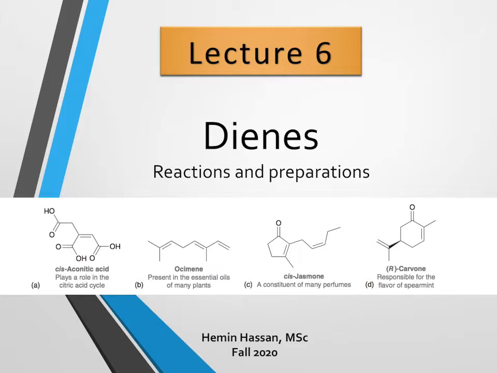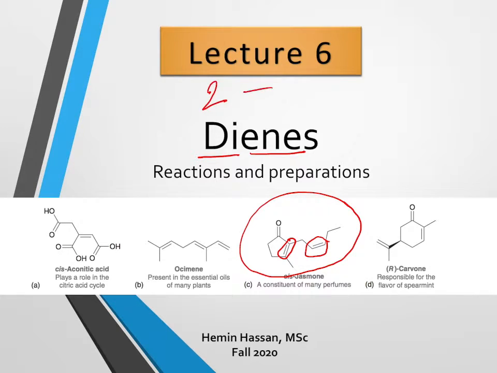As you can see here, I have 4 examples. They are all dienes. So let's recognize what a diene is. If you see this double bond here and the double bond here in the same structure of jasmine, in the same structure I have 2 double bonds. Okay, it means I have a diene, means I have 2 double bonds. That is how we name it diene, from double alkene in the same structure. Diene means double alkene in the same structure.